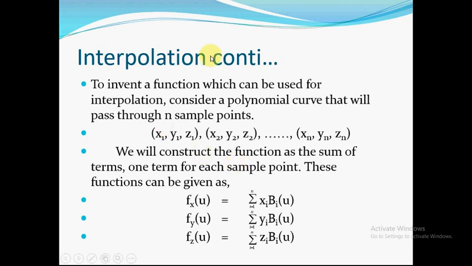What is the technique mathematically? To invent functions which can be used for interpolation, consider a polynomial curve that will pass through n sample points in space x, y, z. These are my points x1, y1, z1, x2, y2, z2, up to xn, yn, zn. Now we construct the function as a sum of terms, one term for each sample point. These functions are given as f of x(u), functions in the form of u, the summation from 1 to n of xi bi(u). Same for y, same for z.